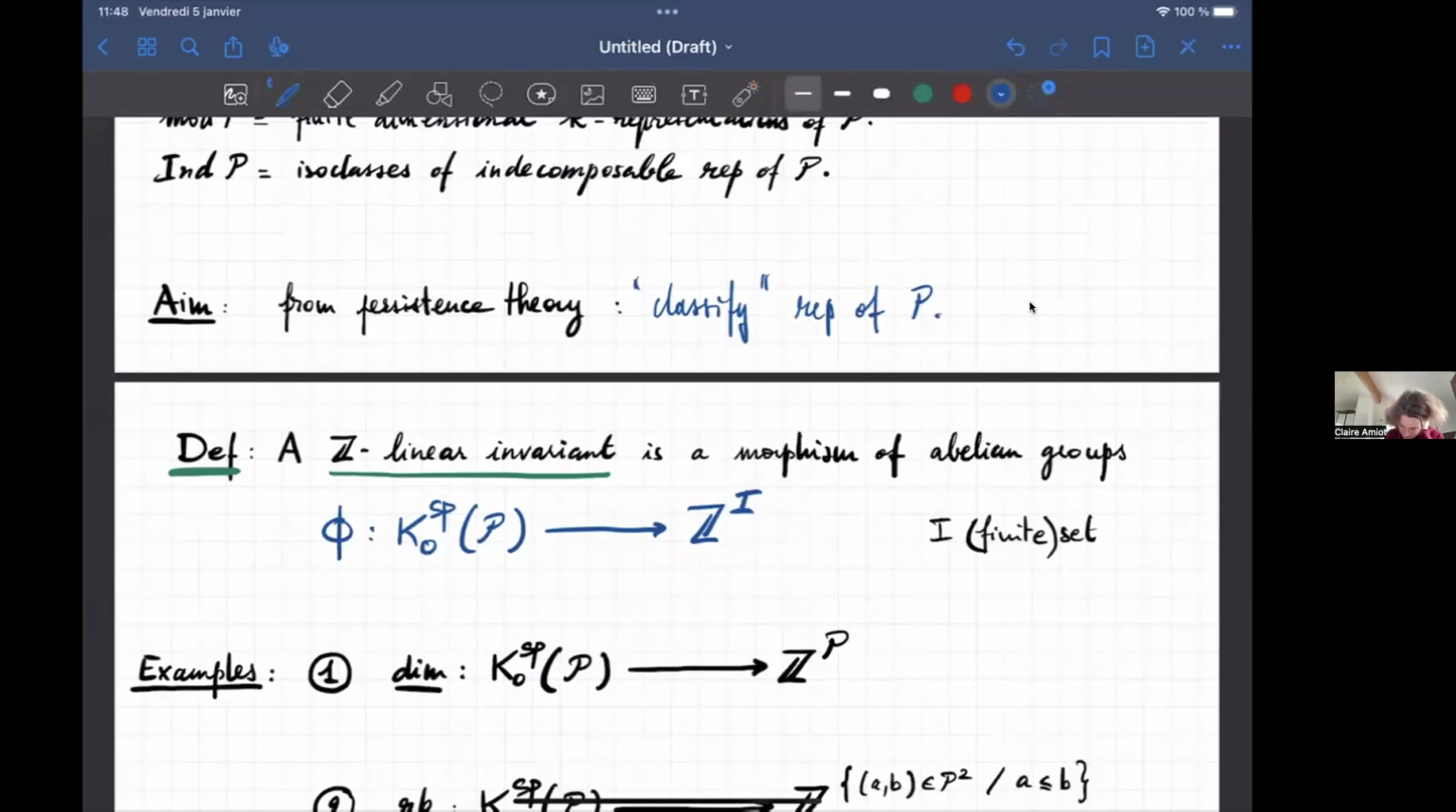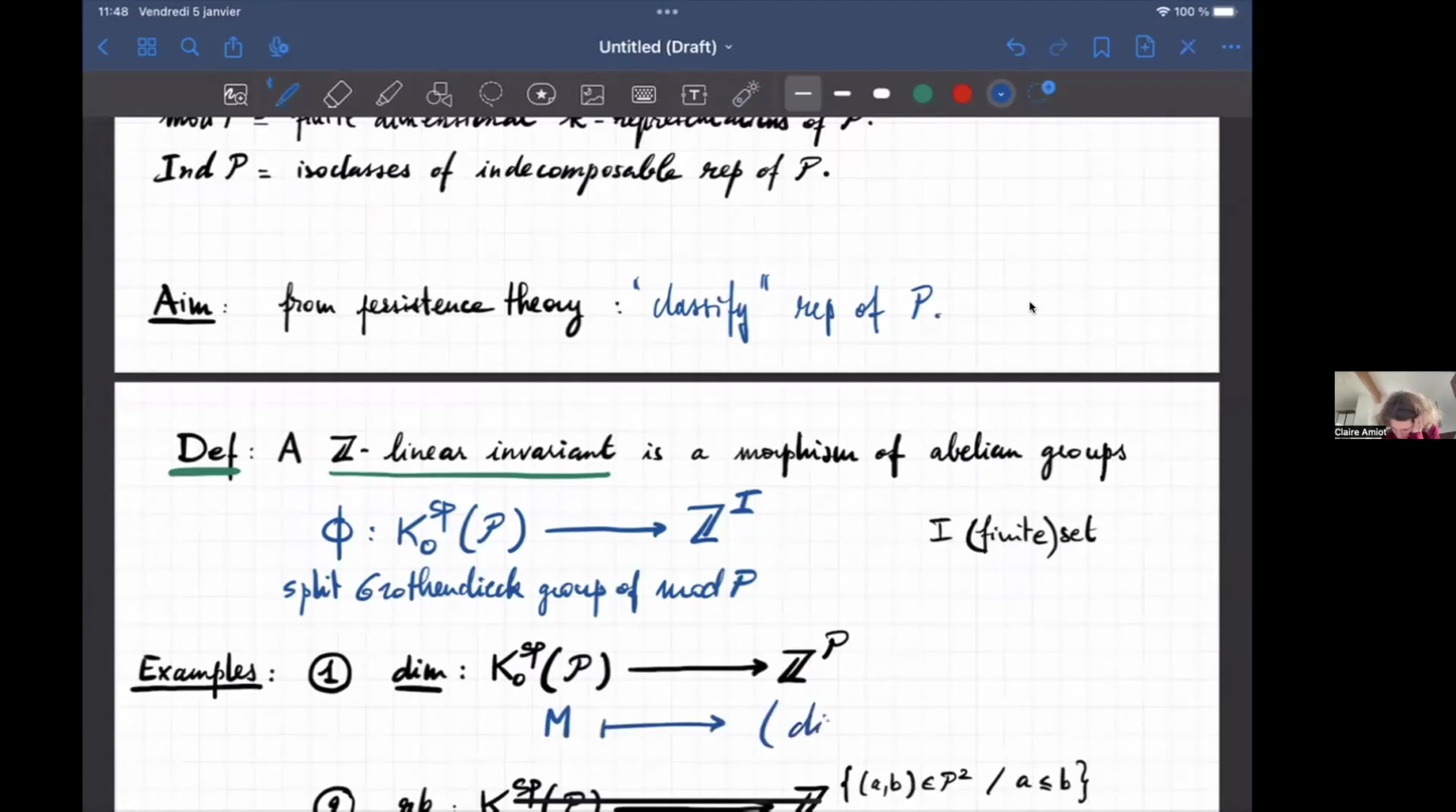And here, what I mean by K0 split is the split Grothendieck group of mod P. In fact, this is just a function that assigns to any indecomposable module over P an integer, and which is additive. The first very basic example is the dimension vector. The dimension vector is just a function that associates to any module M the dimension of M_p, where p runs over all the vertices of my poset P.